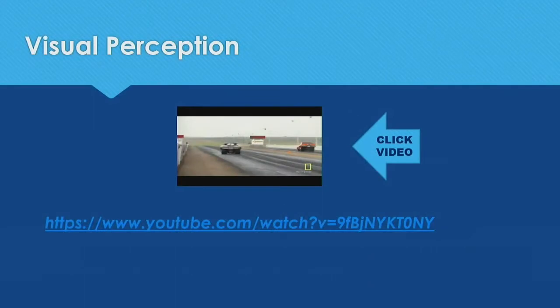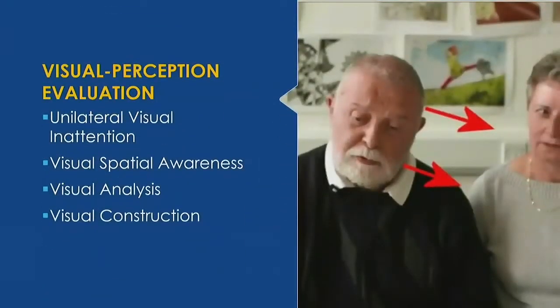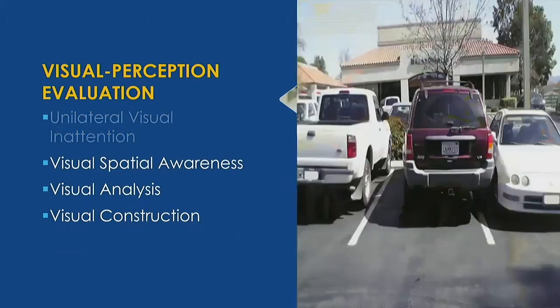So that kind of tells you a little bit, especially if somebody has an injury, a stroke, they really have some disruption to their perception. Okay, and we're normal and we're having trouble with this. So with visual perception, there's a couple things we want to discriminate: unilateral visual inattention and visual spatial awareness. I think a lot of us have the same problem.